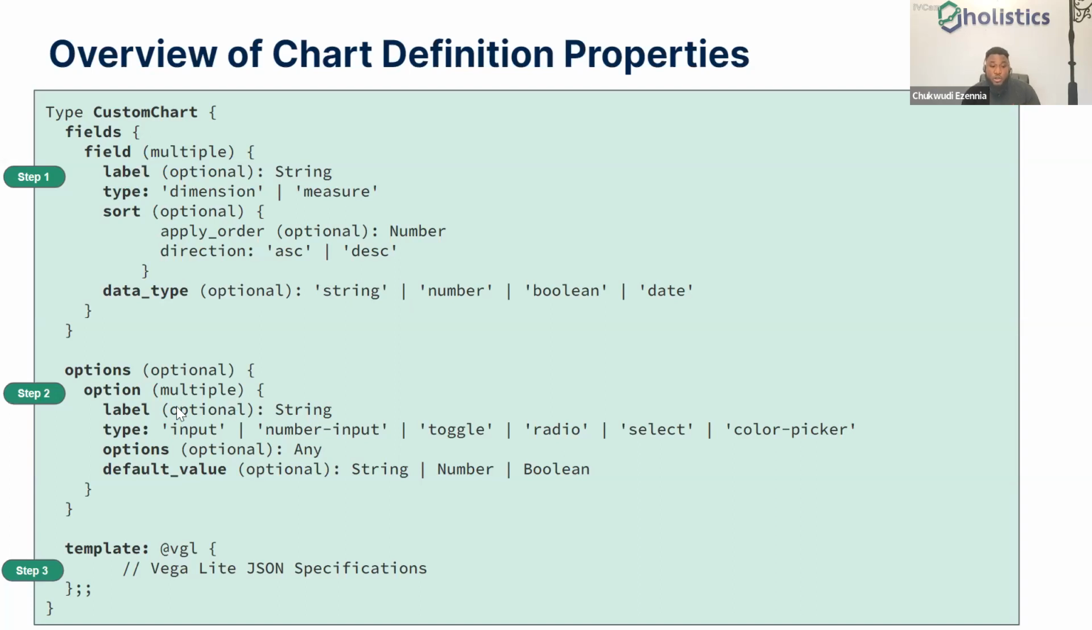The next thing we look at is options. So we see the label again, telling us what kind of option it is. We see the type, whether it's an input type, a number input, whether it's a toggle option, a radio button selection or a normal select from checkboxes, or you have a color picker in Holistics.